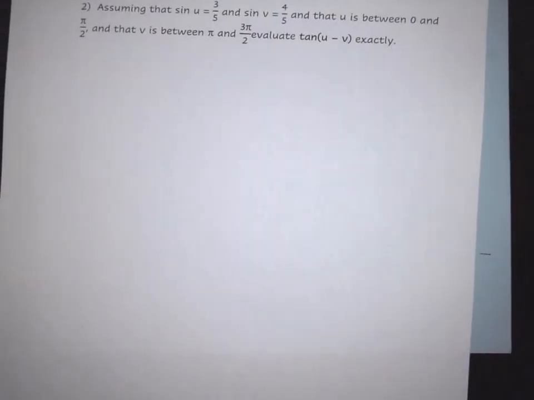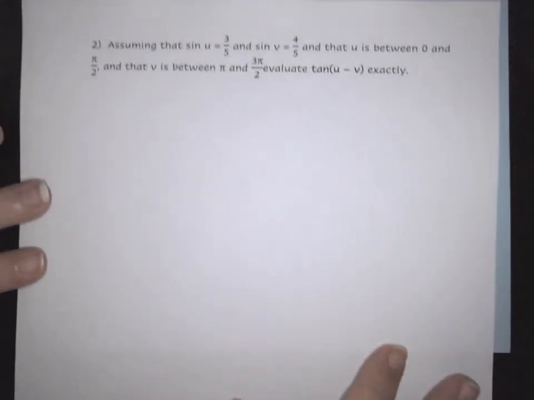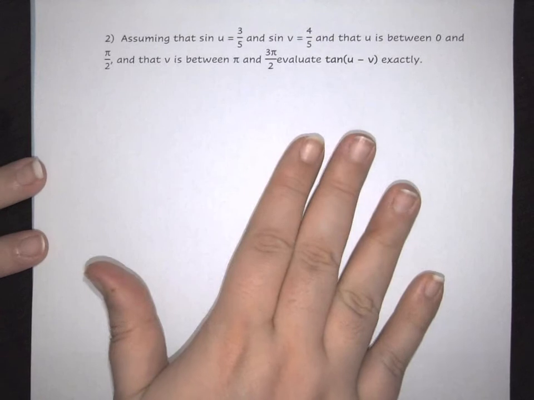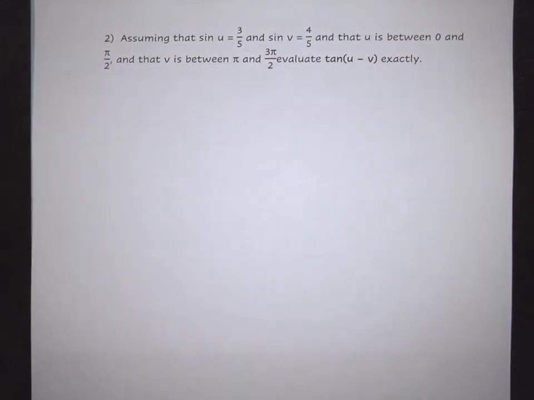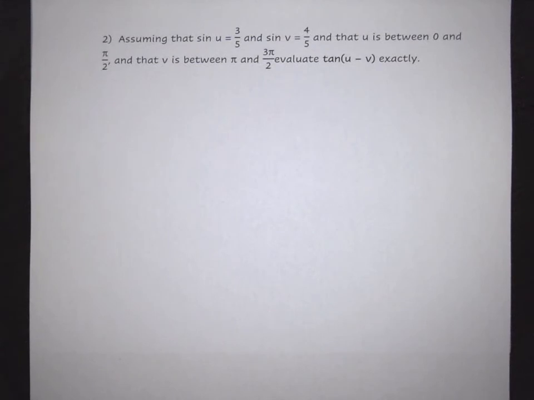Alright, let's look at one more. This one is going to be slightly different from the other one in the fact that we are given our problem in a different way. Here we're told that sine of u is 3/5 and sine of v is 4/5, and u is between 0 and pi over 2, and v is between pi over 2 and 3 pi over 2, and you need to evaluate.